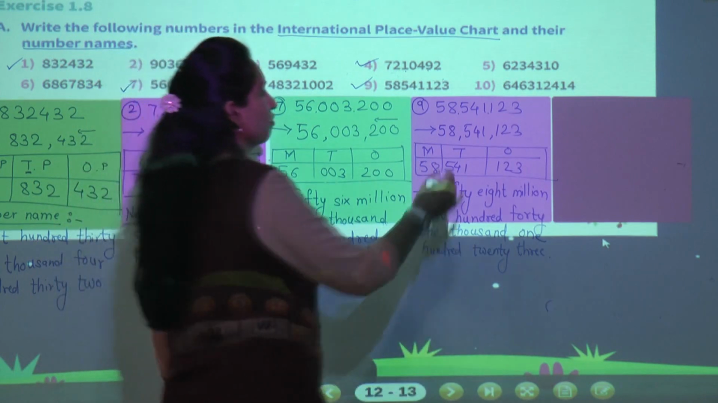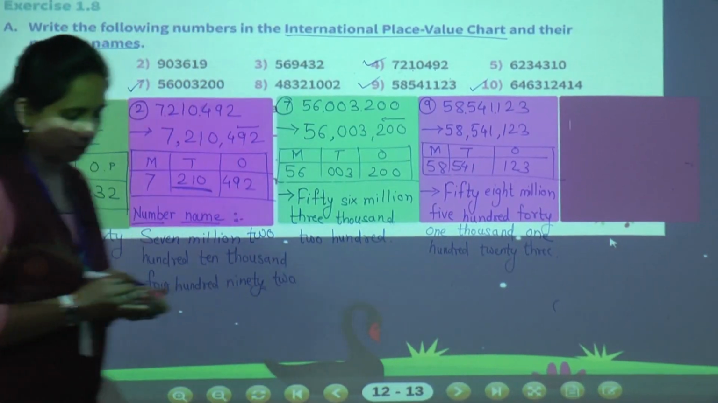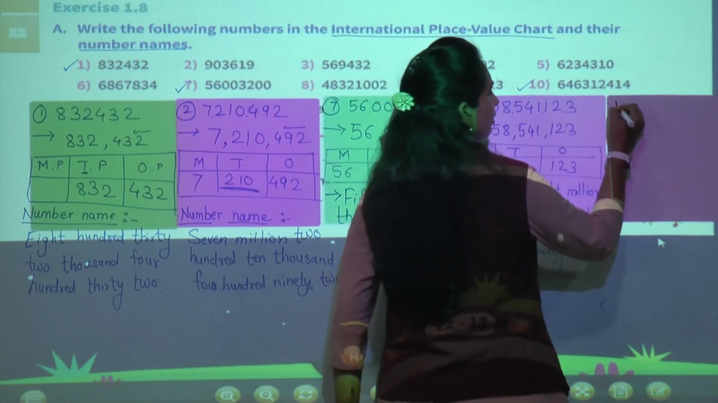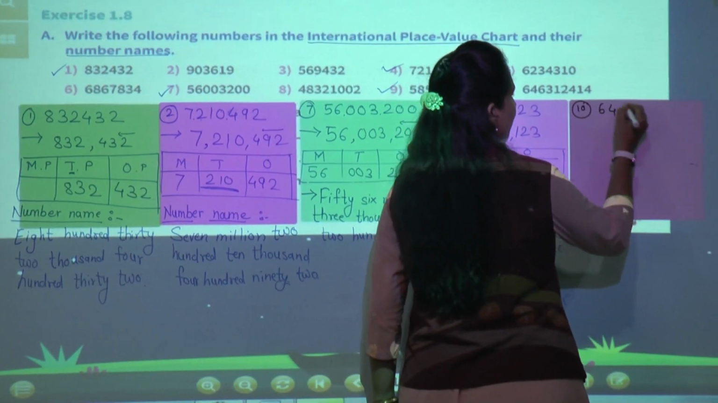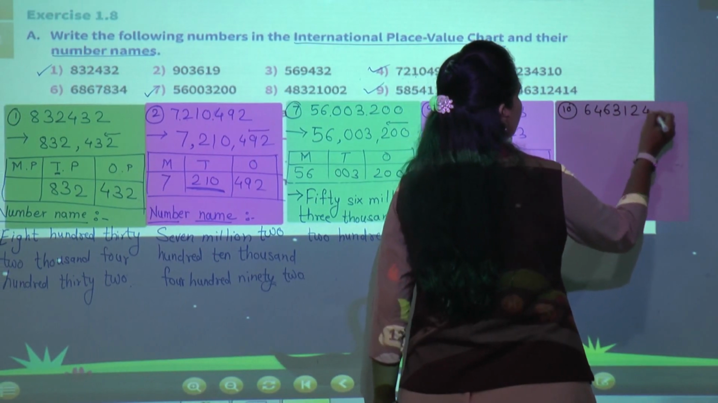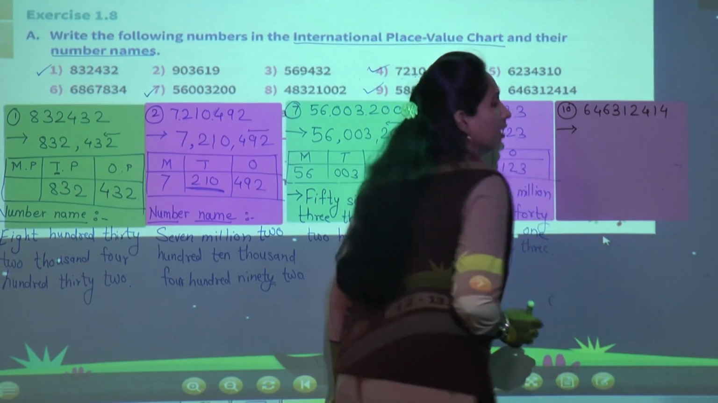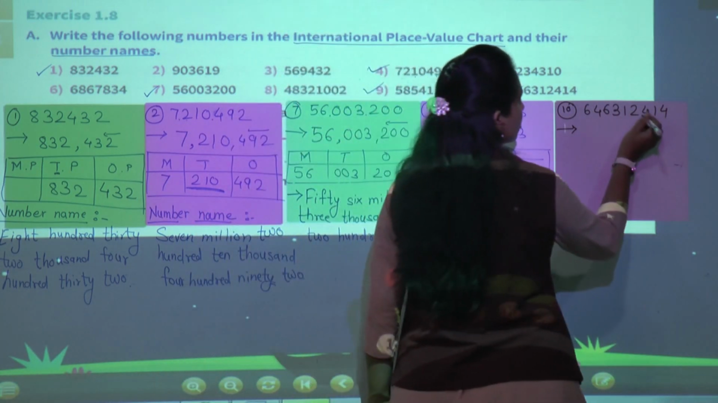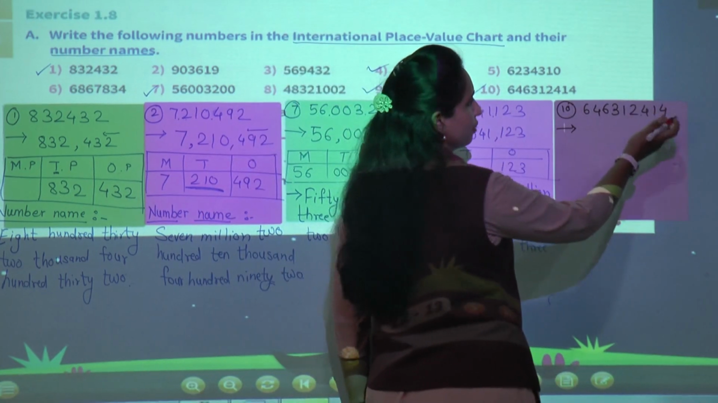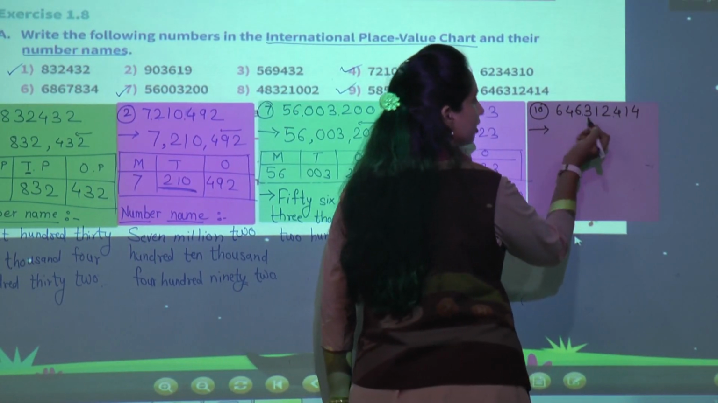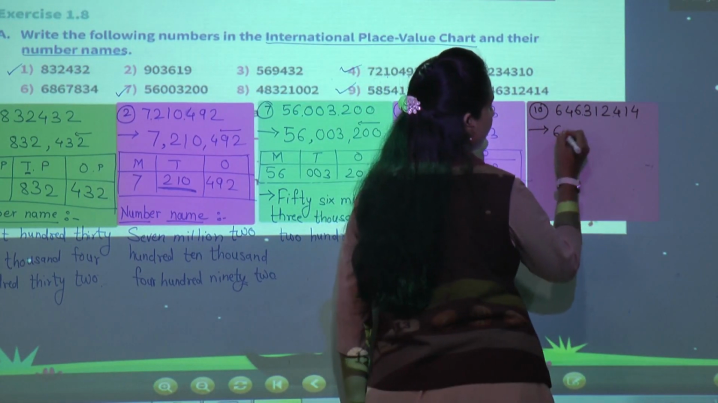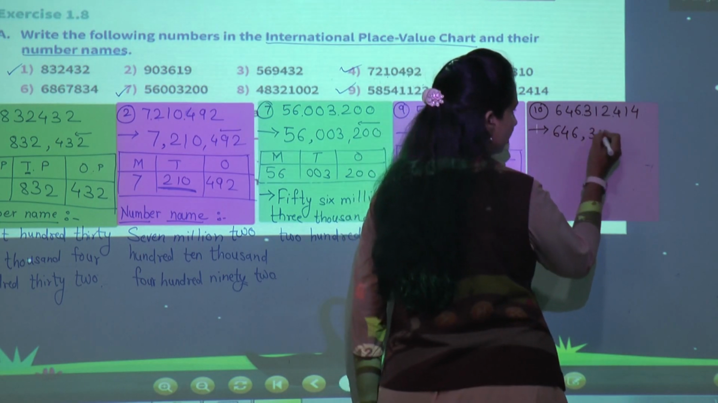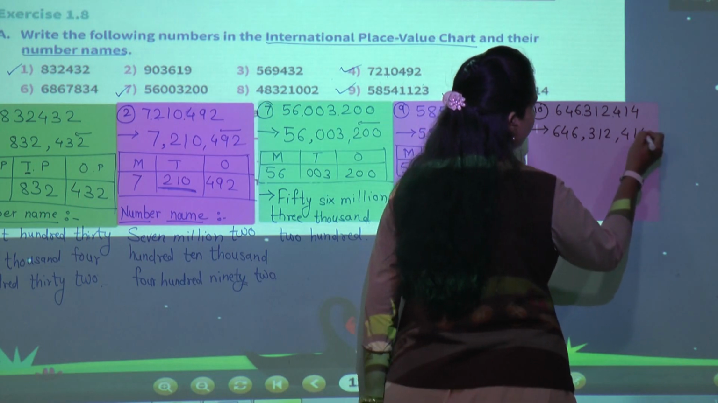Last one more I will solve for you, that is number 10. Okay? What is the 10th number? 6 4 6 3 1 2 4 1 4. Let me first write this number in the standard form by giving the commas. See, you have to look from the right side. After 3 digits, after 3 digits, after 3 digits. So I'll write 646 comma 312 comma 414.